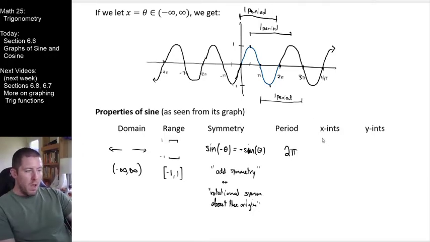Where does this graph hit the x-axis? Well, our x-intercepts here are pretty easy, right? This is all the places where our height is 0.